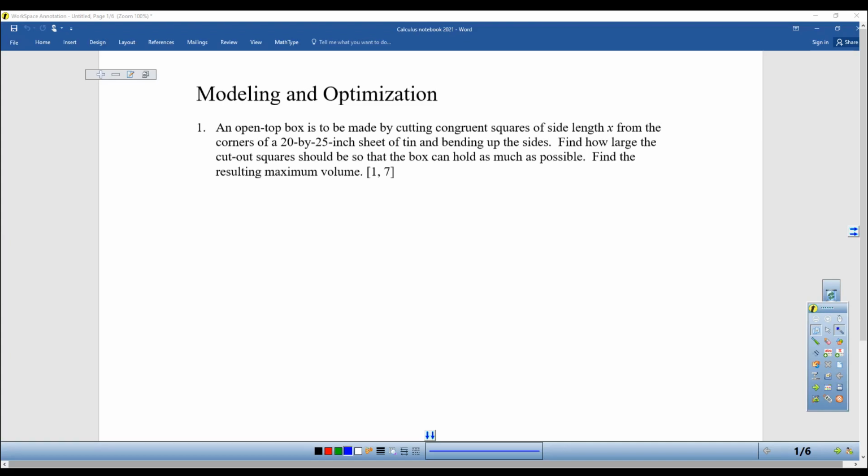Hello everyone, and welcome to Modeling and Optimization in Calculus. This is the first of a three-part video series that will go through all the modeling and optimization questions. And we're going to start with number 1.